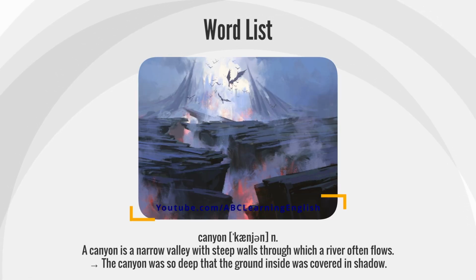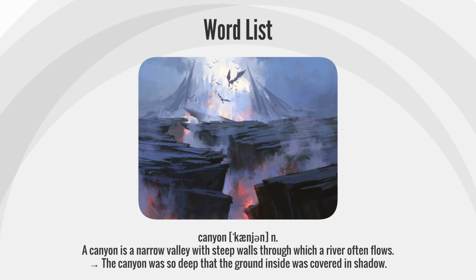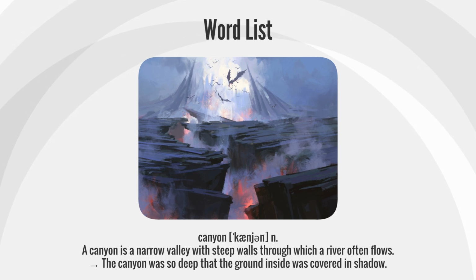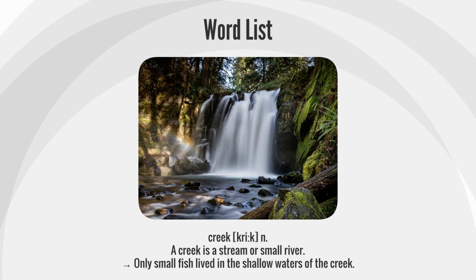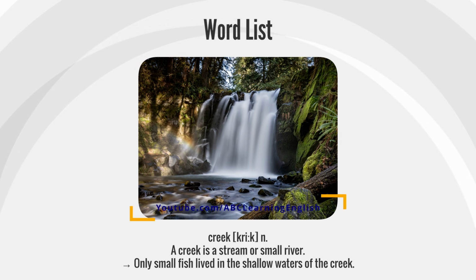Canyon. A canyon is a narrow valley with steep walls through which a river often flows. The canyon was so deep that the ground inside was covered in shadow. Creek. A creek is a stream or small river. Only small fish lived in the shallow waters of the creek.